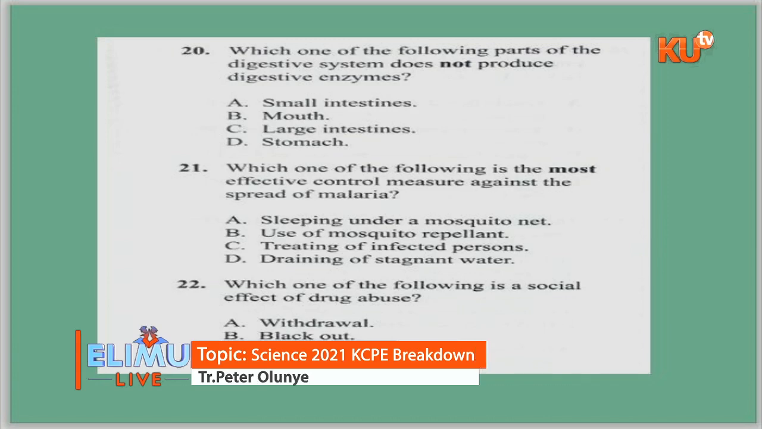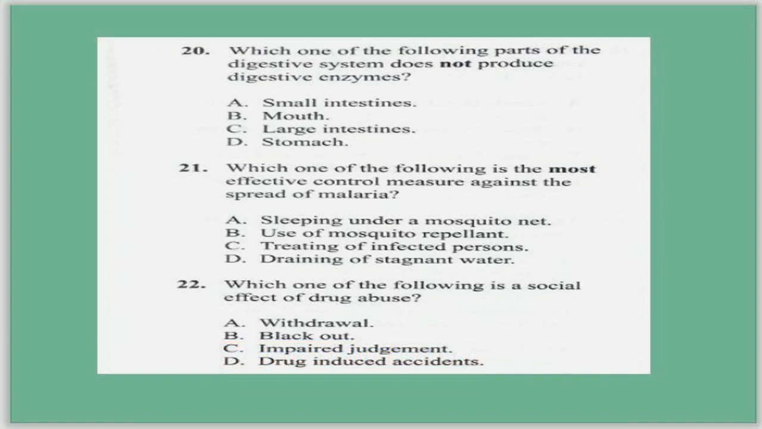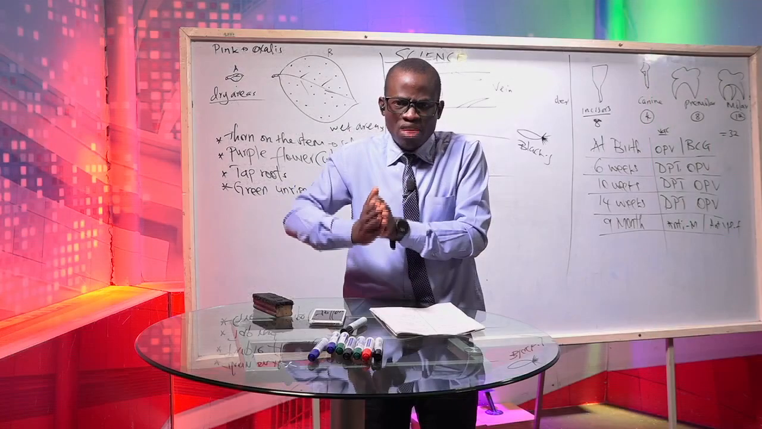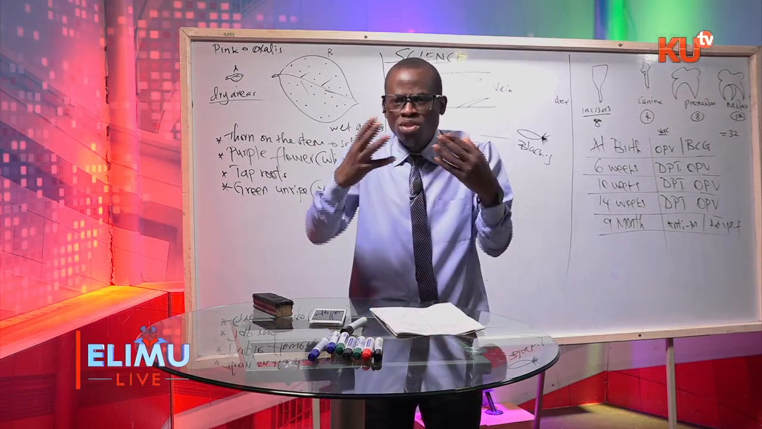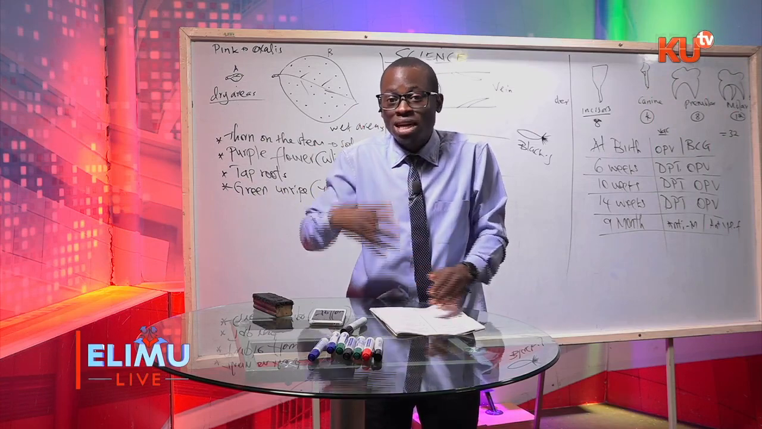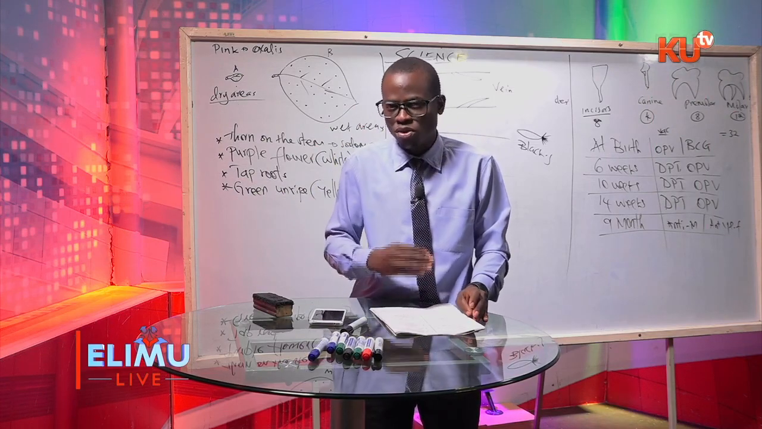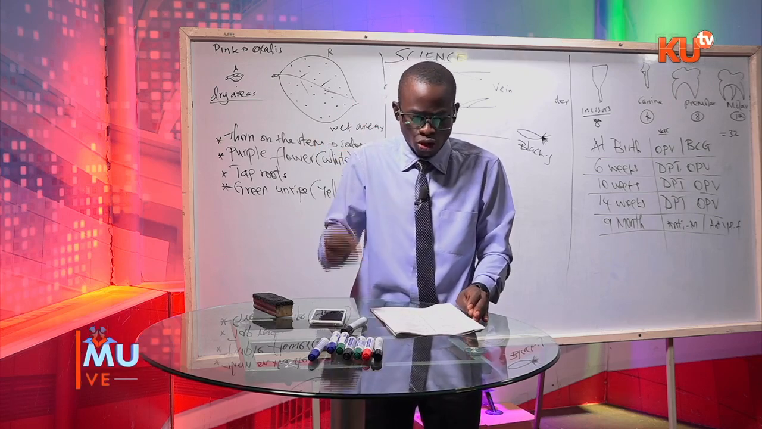Which one of the following is the social effect of drug abuse? So the number 22, the correct answer was drug-induced accident. Drug-induced accident, that one is becoming a social effect. Withdrawal becomes a health effect. Blackout is a health effect. Impaired judgment also becomes a health effect. While drug-induced accident becomes a social effect because it affects the community. Why? Because if you take these drugs, then automatically you will not be in your normal senses, and you can cause some harm to the majority of people, and you're going to affect the society. That's what we call a social effect.